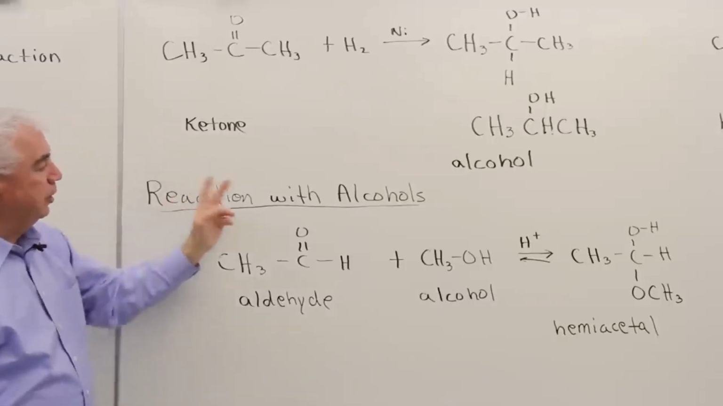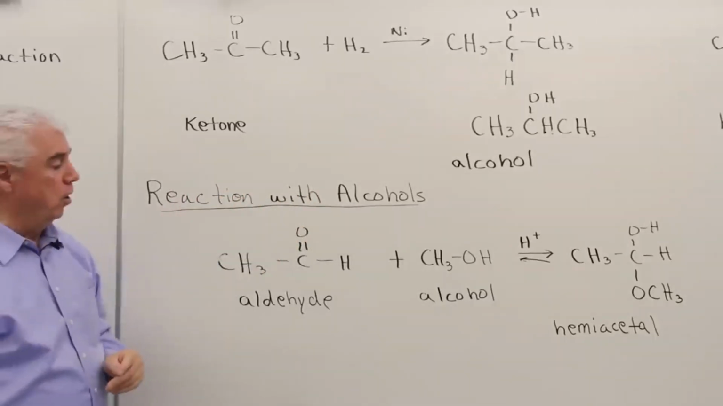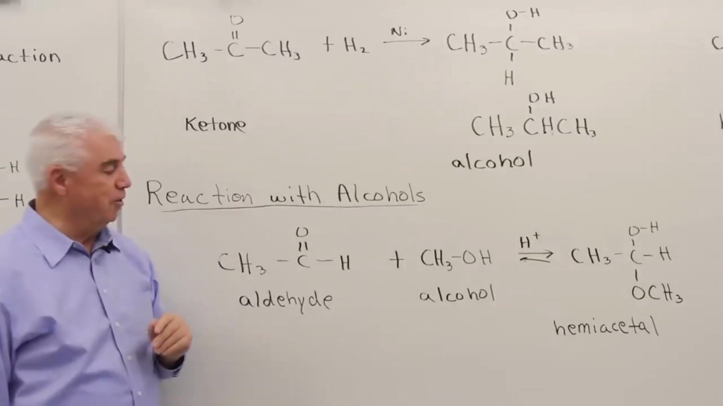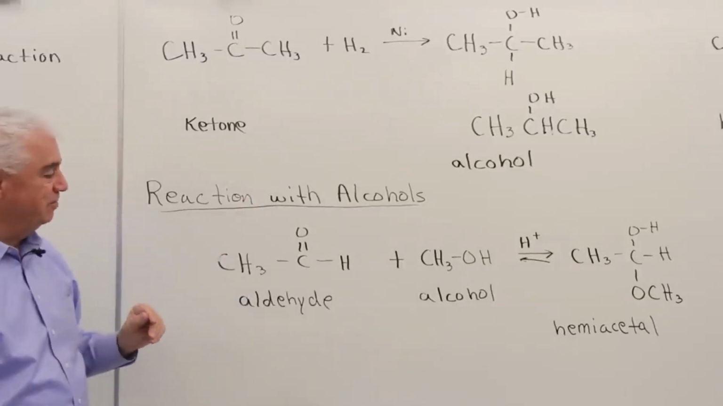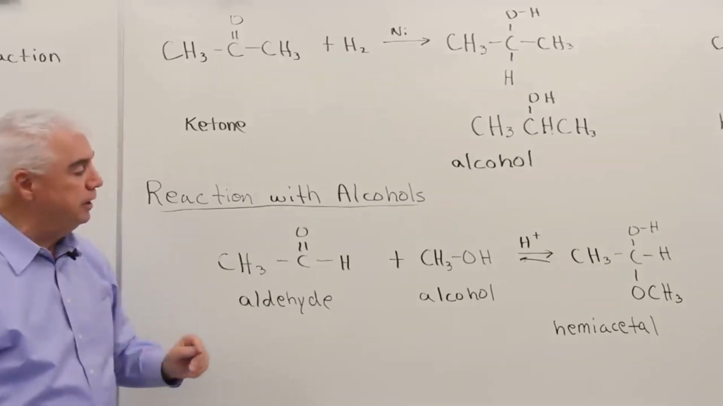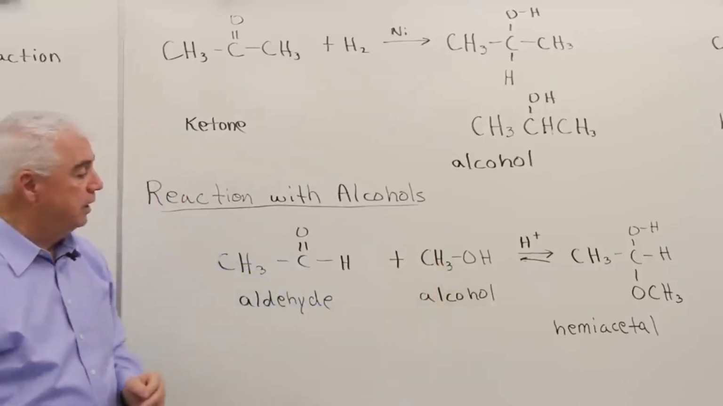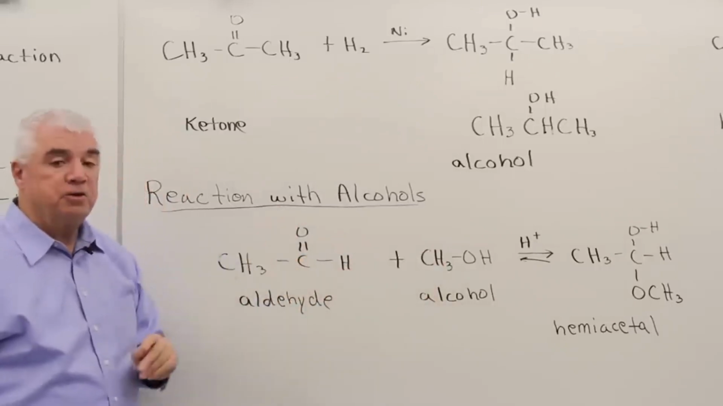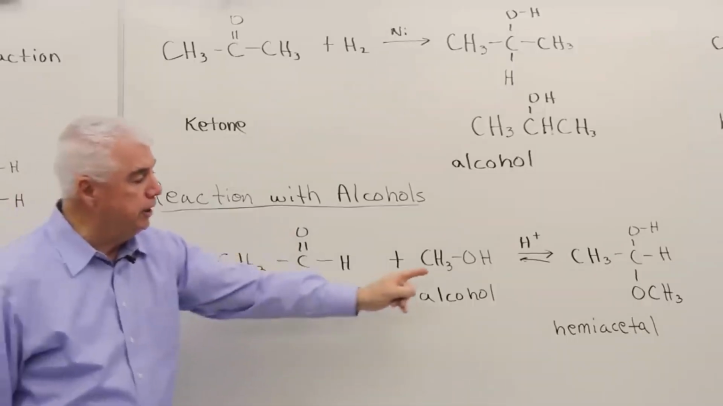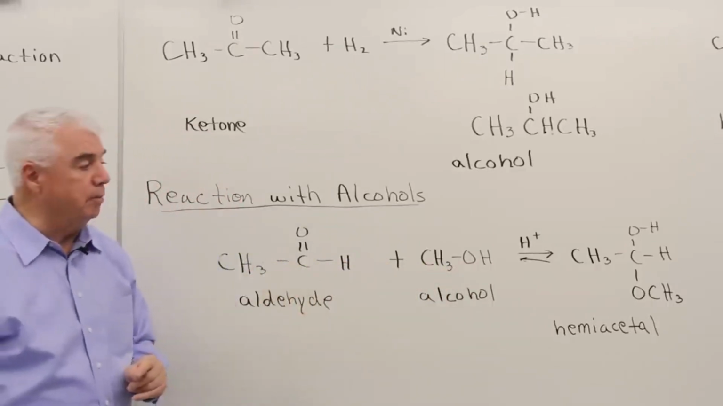The next category of reactions are reactions with alcohols. And this maybe is the most complex reaction that we've looked at so far. Let's see if we can make some sense of it. An aldehyde, remember the C double bond O is the reactive portion. It's so reactive, as a matter of fact, that it can react with alcohols. And the alcohol is going to add across this C double bond O. The oxygen will pick up the hydrogen from the alcohol, and the OCH3 will attach to the carbon.